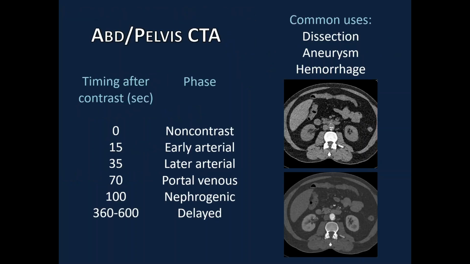Our next protocol is the CTA or CT angiogram. This includes a non-contrast phase and an early arterial phase. Here on the right, we see those two phases. This is non-contrast on top, and then the early arterial phase. This is when the contrast best opacifies the abdominal aorta and the branch vessels. This is our best bet for evaluating for dissection, aneurysm, and hemorrhage.